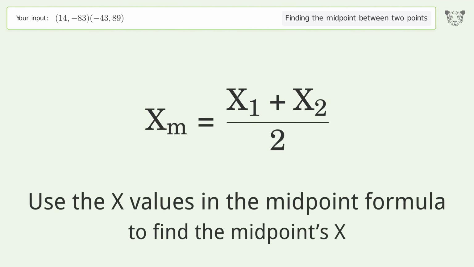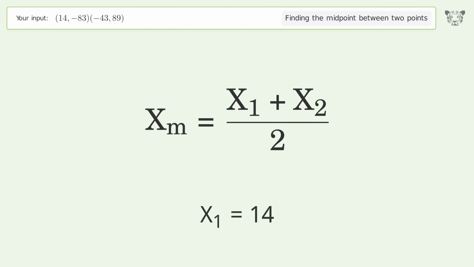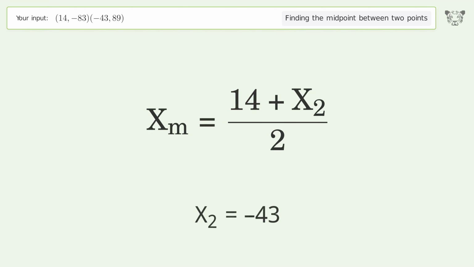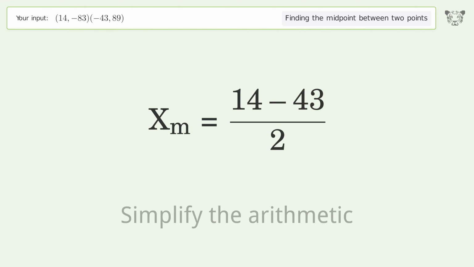Use the x values in the midpoint formula to find the midpoints x. x1 equals 14. x2 equals -43. Simplify the arithmetic.